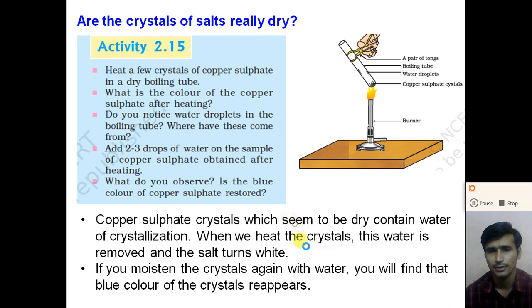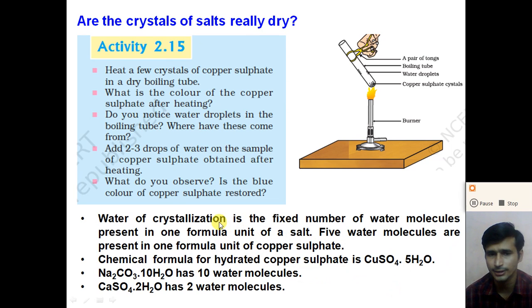Let us see what the water of crystallization is. Water of crystallization is the fixed number of water molecules present in one formula unit of the salt. So in one molecule of the salt, a fixed number of water molecules are used for the crystallization of the solid, right? For example, 5 water molecules are present in one formula unit of copper sulphate. So the chemical formula of hydrated copper sulphate is CuSO4.5H2O.